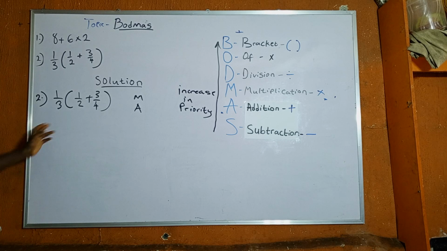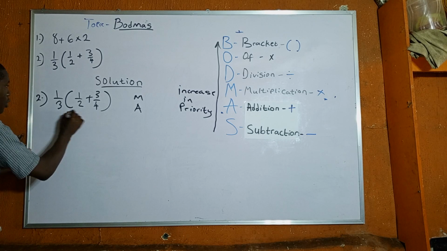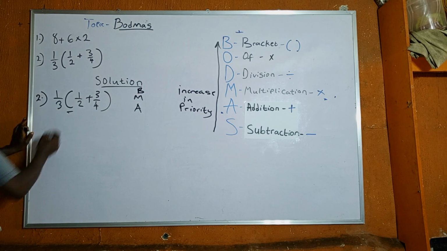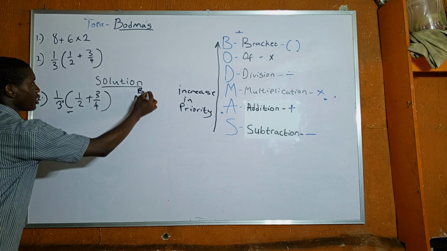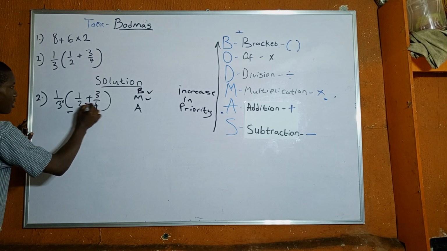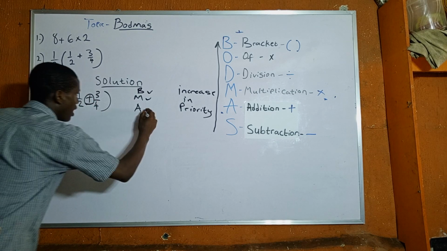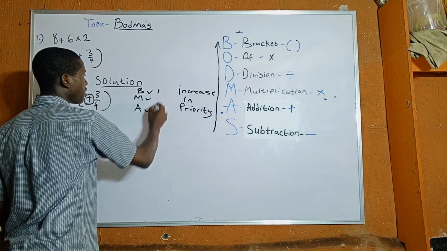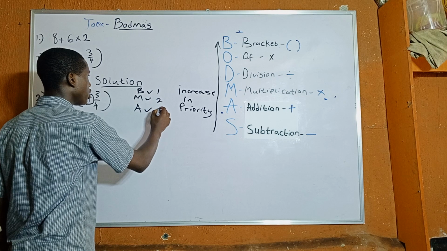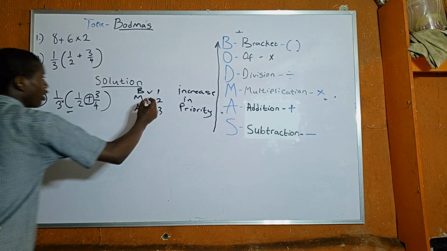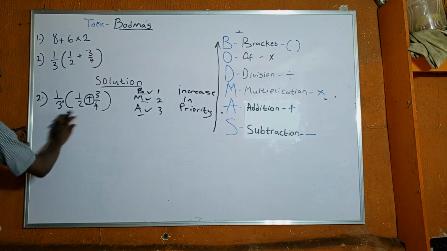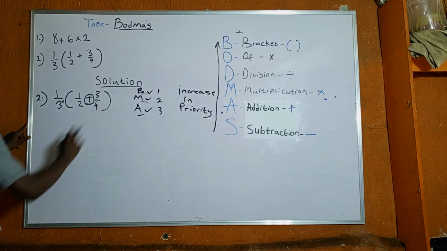So right now, let's identify the signs we have. First of all, we have brackets, B. Then here we have a multiplication sign, invisible. We have multiplication, we have brackets. And another thing we have here is addition. So from what we have here, bracket comes first, multiplication comes second, and addition comes third. So we're going to first solve for bracket before solving for multiplication, before solving for addition. I hope you're following. So let's first solve for brackets.